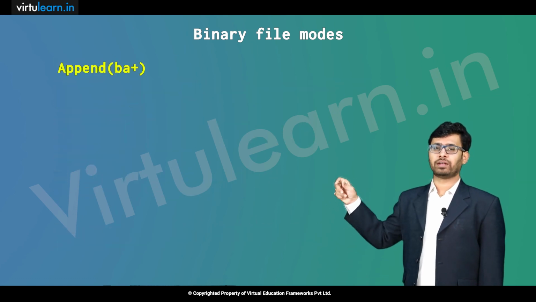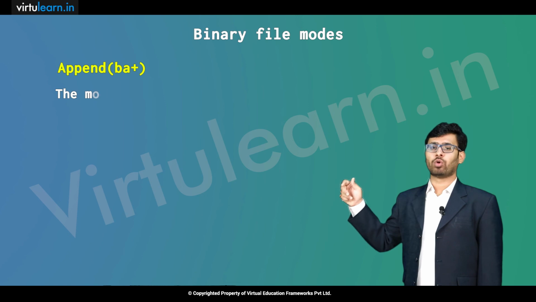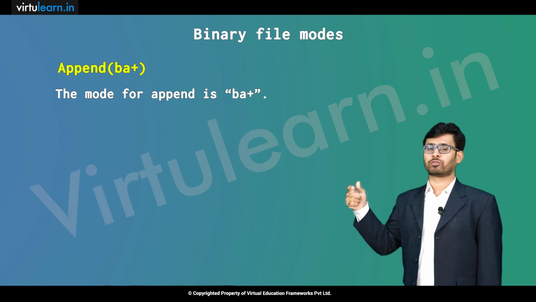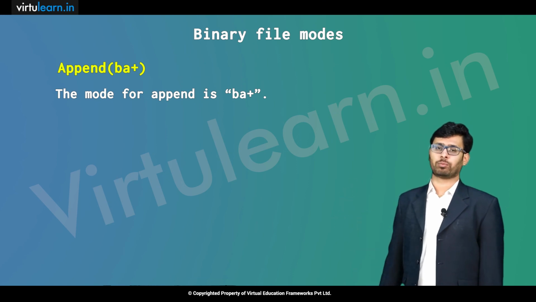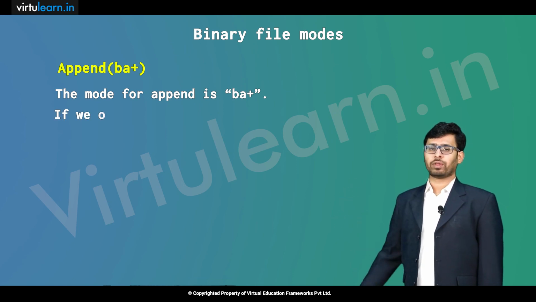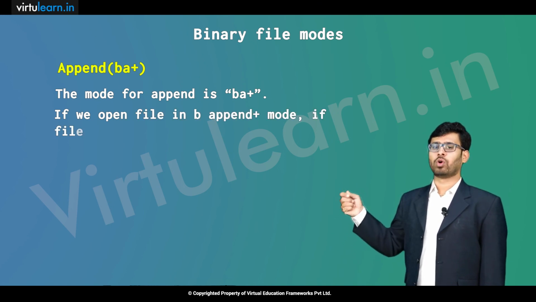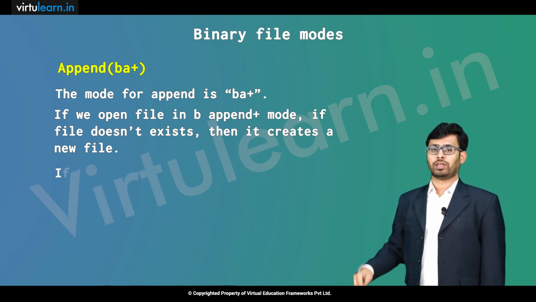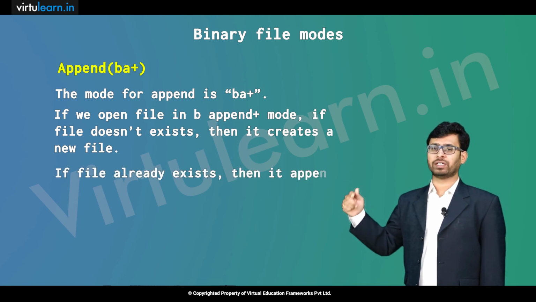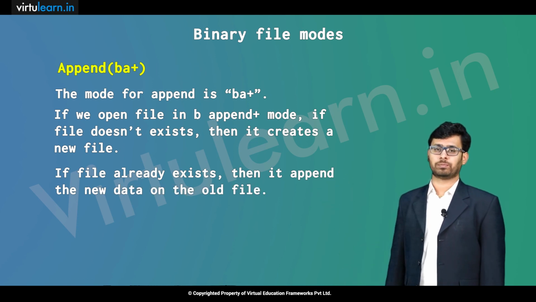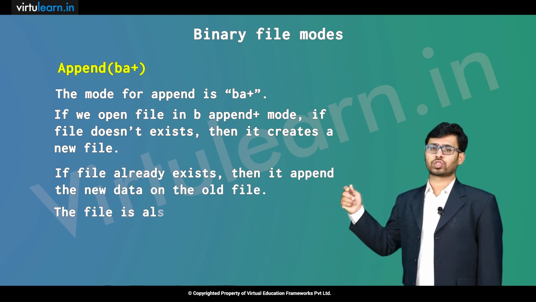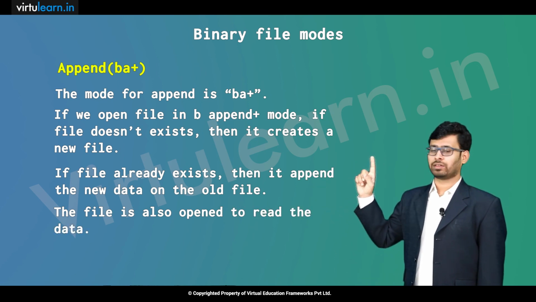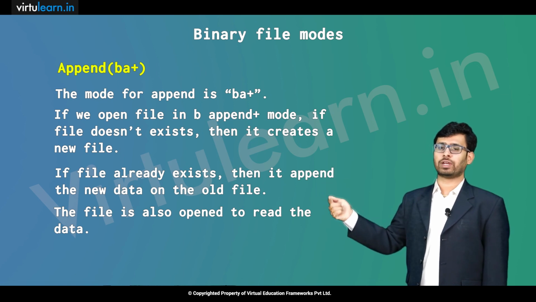Next, binary append plus. Binary append plus mode should be represented with BA+. That is, we are performing append as well as the read operation. If you open the file in binary append plus mode, if the file does not exist, then it creates a new file. If the file already exists, then it appends the new data to the old file. The file is also opened to read the data. So we can append the content, write the content, as well as read the data.